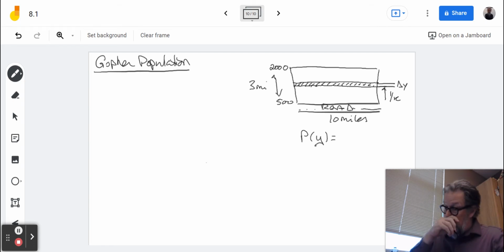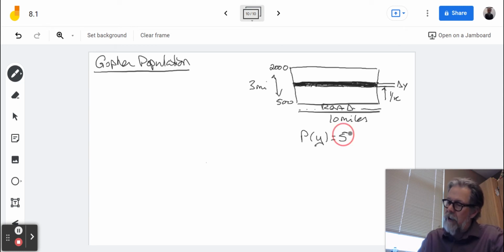So the first thing that we need to do is recognize that my calculation of how many gophers in a particular strip is going to be this little strip here. It is a constant width, but the density of the gopher population is a function of y. So let's go ahead and write that function of y.